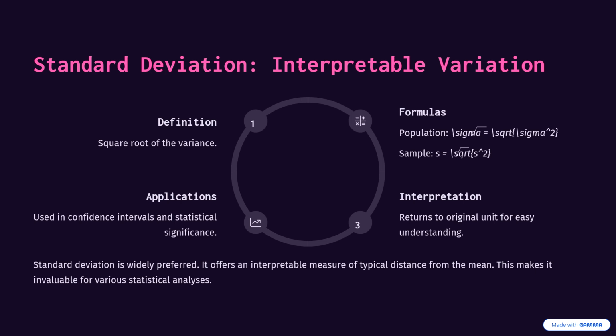To calculate it, the standard deviation is equal to the square root of the variance. The standard deviation offers an interpretable measure of the typical distance from the mean. This makes it valuable for various statistical analyses.